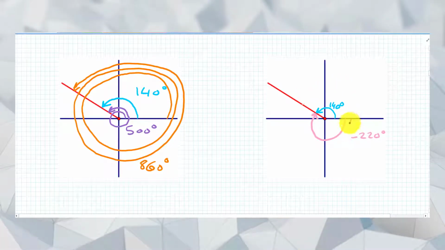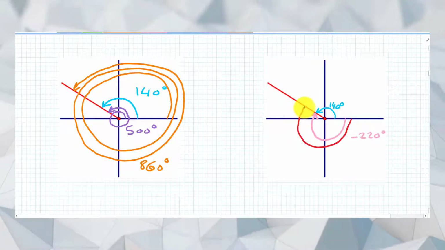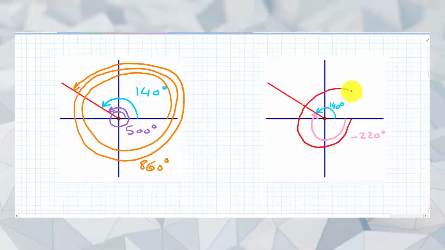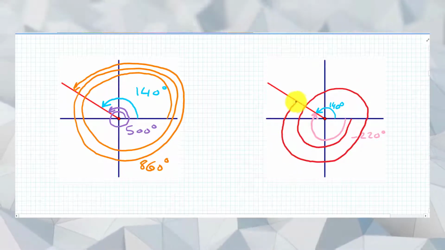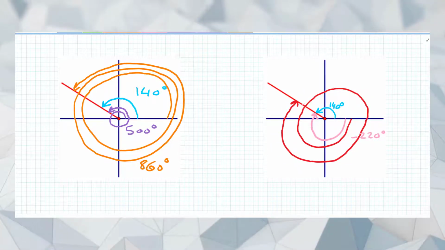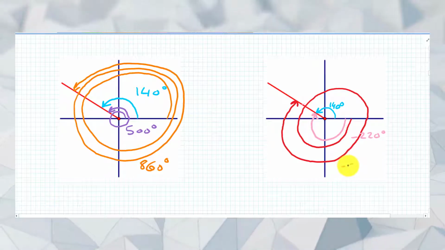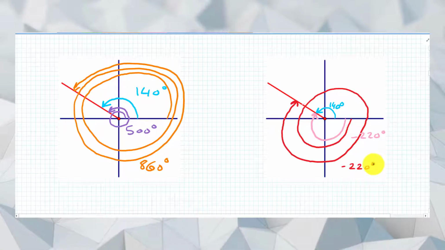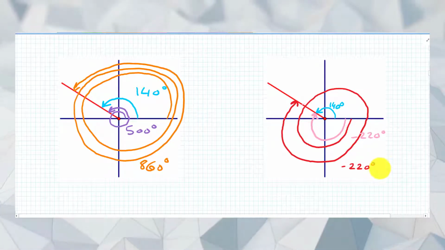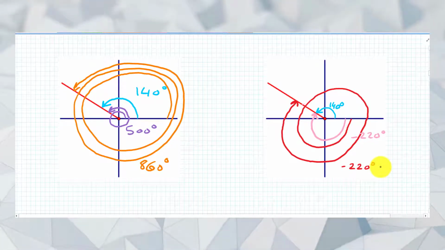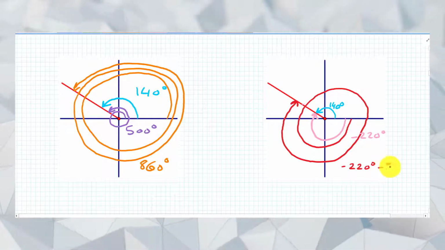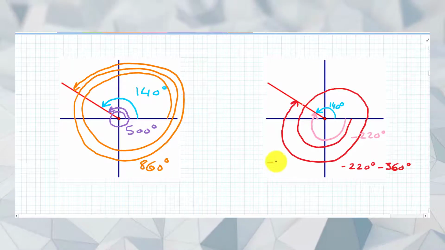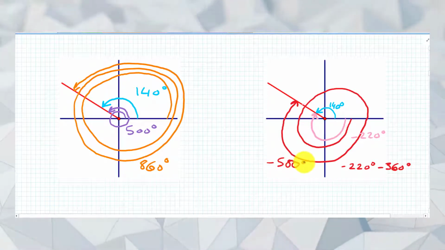But now again, I don't have to stop the first time I meet the terminal side when I turn clockwise. I can add one more clockwise revolution, right? So what is the measure of this angle? Well, you take the first measure clockwise of the angle, which was negative 220, and you add a revolution clockwise, which means you subtract 360 degrees, and that is negative 580 degrees.